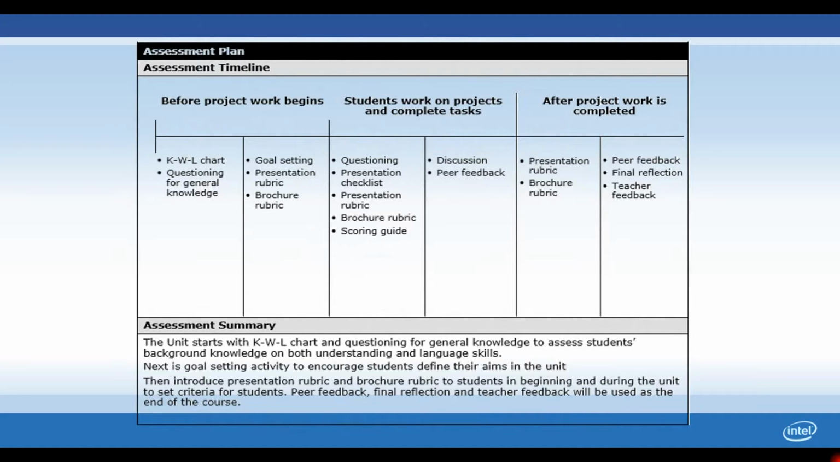Next is a goal-setting activity to encourage students to define their aims in the unit. Then I introduce the presentation rubric and brochure rubric to students in the beginning and during the unit to set criteria for students. Peer feedback, final reflection, and teacher feedback will be used at the end of the course.